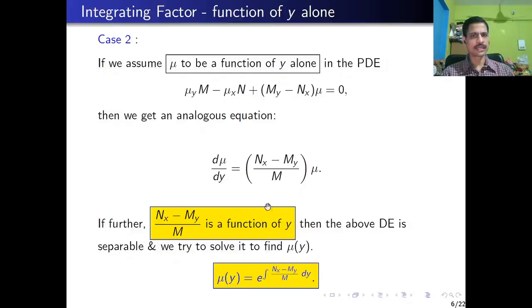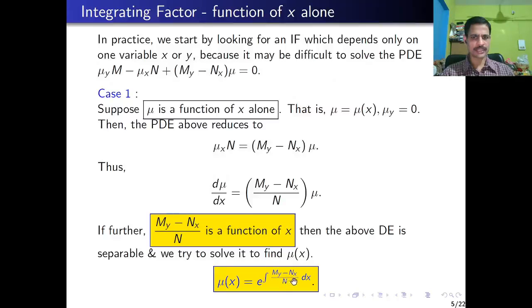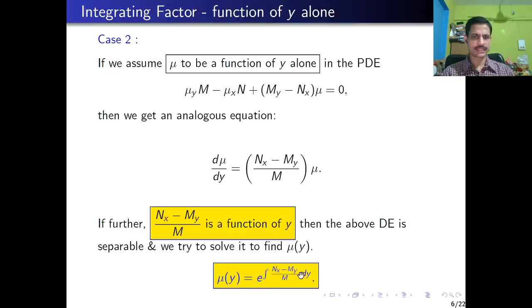And this will be in the variable separable form. And again, the solution will be in exponential, and like the case before, here the solution will be mu(y) is equal to e raised to the integral of (nx minus my) divided by m dy. So the integrating factor is very similar in the two cases except for small changes. Here the integration is done with respect to dx, and there is a change here, and here we have this integration with respect to dy, and there is a change in this term.